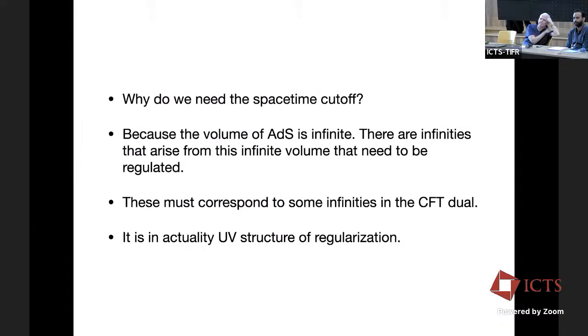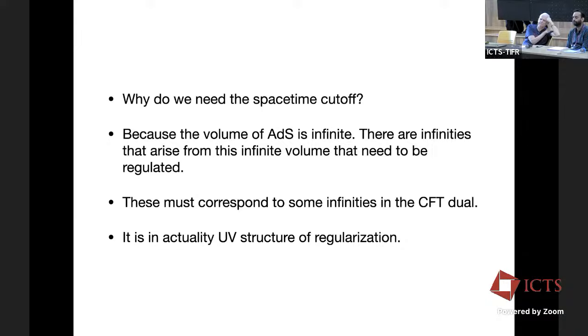Why do we need a space-time cutoff? The volume of AdS is infinite. And there are infinities that arise from this infinite volume that need to be regulated. Okay, I'm using the language of field theory for a reason. Anything that happens on one side needs to have some meaning on the other side. So if I did this regulation over here, this regulation is happening at places where the blue shift is going to infinity. Rho to infinity means high blue shift. What does high blue shift mean? It means high energy, right? It means very, very UV degrees of freedom. So the idea is that these infinities that are showing up from the volume must correspond to some infinities in the CFT dual. What infinities could be there at the deep UV, in the sense of having a big blue shift?